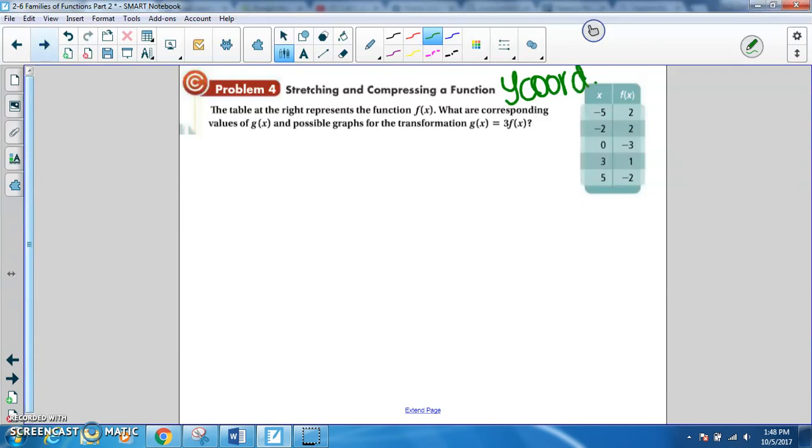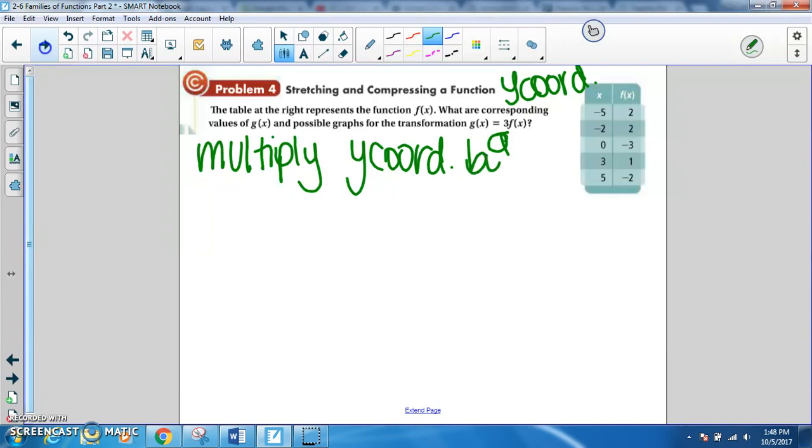So the table on the right represents a function f of x. What are corresponding values of g of x and possible graphs for the transformation of g of x equals 3 times f of x? If it's 3 times f of x, this means A. So we have a vertical stretch. So we are going to multiply our y coordinates by 3. We're going to keep our x coordinates.